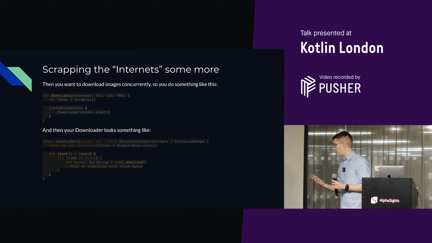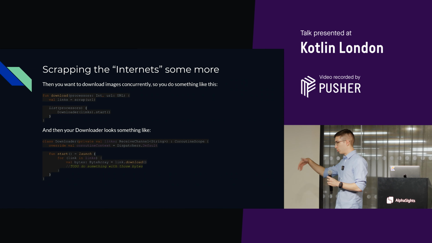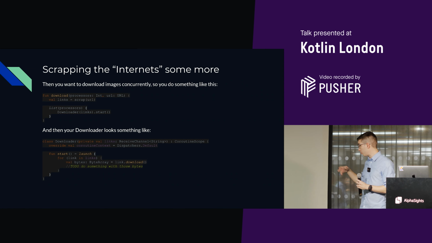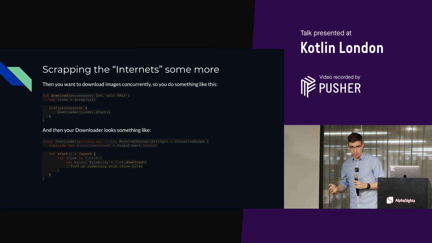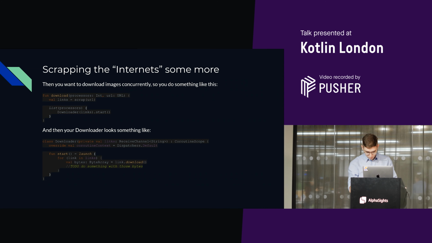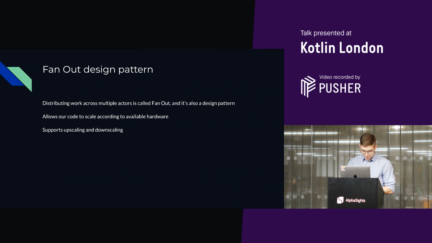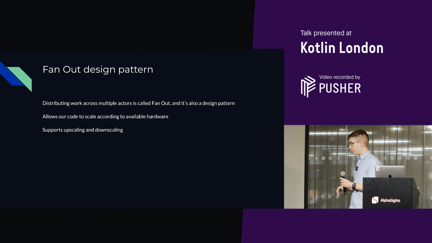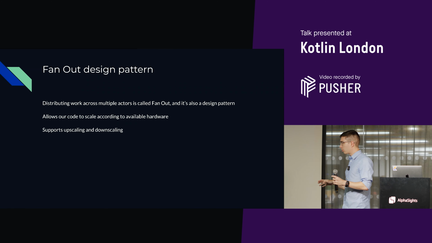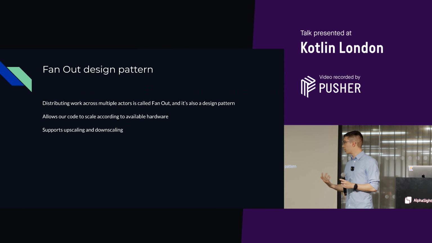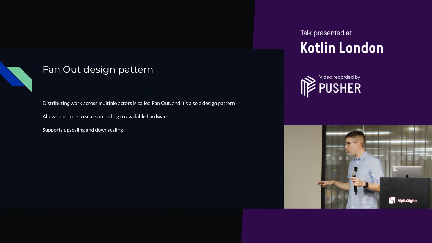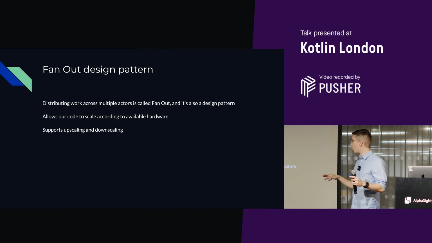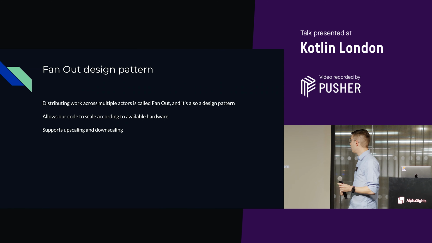Only one of the downloaders wins every time, so the message arrives at only one, and then it starts downloading the image. It's called a fan-out. When I have a single channel and I distribute work across a few actors, it's a fan-out.